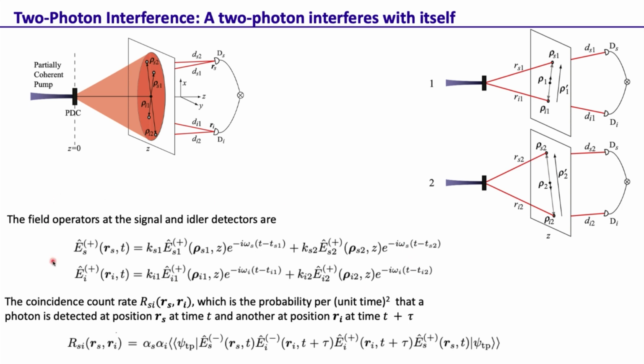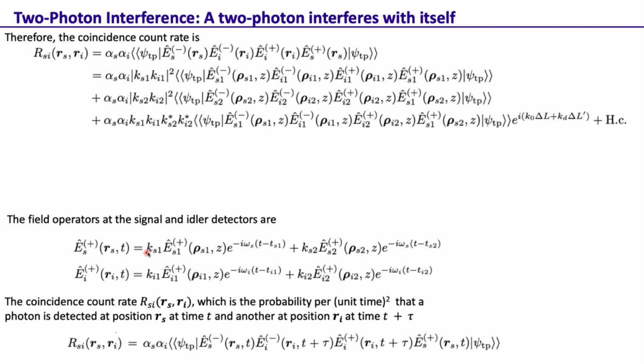Again, this is a very similar mathematical structure and formalism as we did for the temporal case. So I'm pretty much repeating it over here. Now, if we use this form of the electric field, then the coincidence count rate expression can be written like this, where we have just these 4 terms, and other terms will actually not show up.